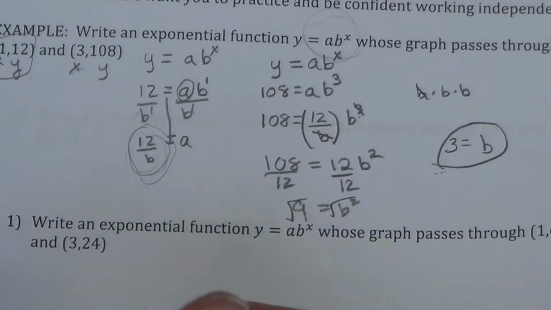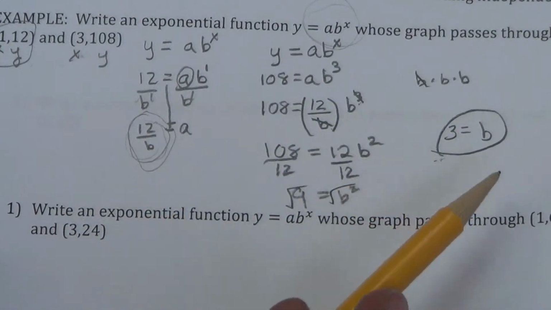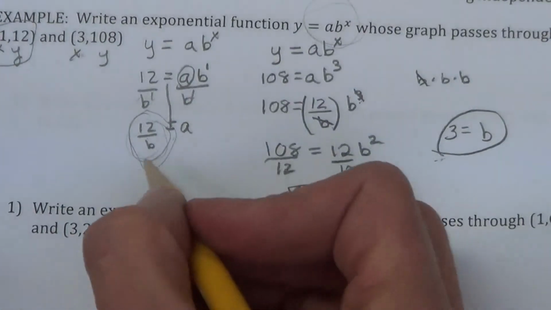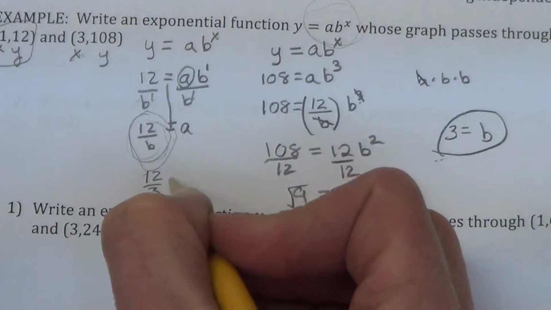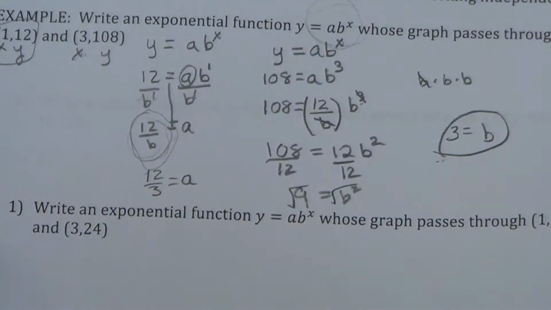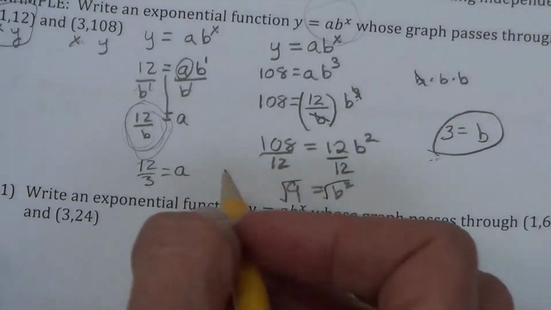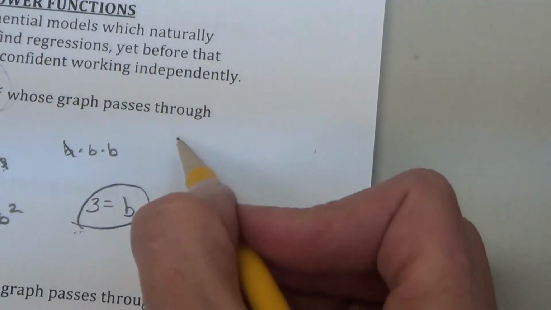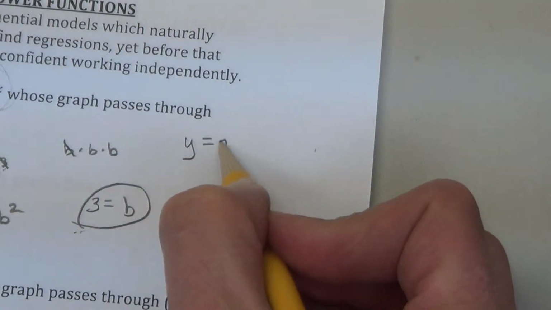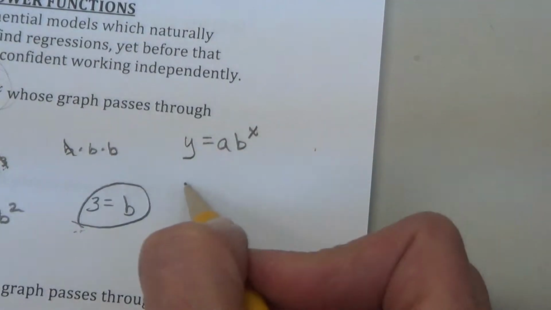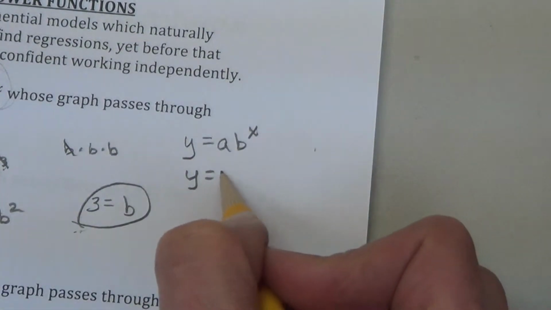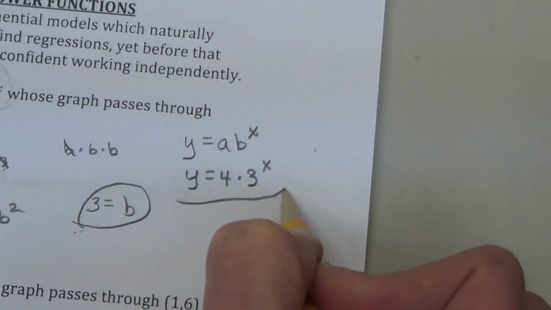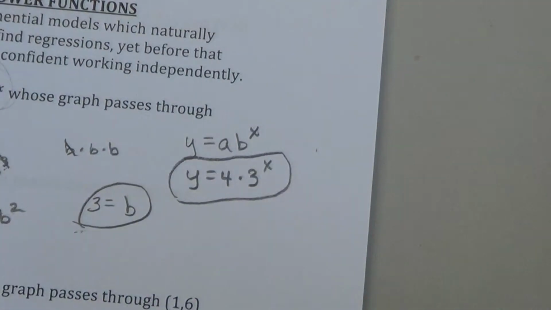Now we come over and we solve for a. We see that b is equal to 3, and we have that a equals 12 over b. So 12 over 3 equals a. That would be the same thing as 4 equals a. So we come back to our original equation. We no longer want our x and y in there. We want our a and b values. We found that a equals 4 and b equals 3. There we go.